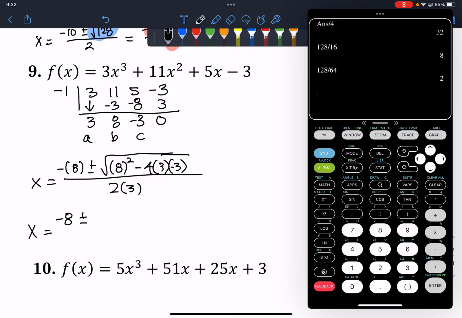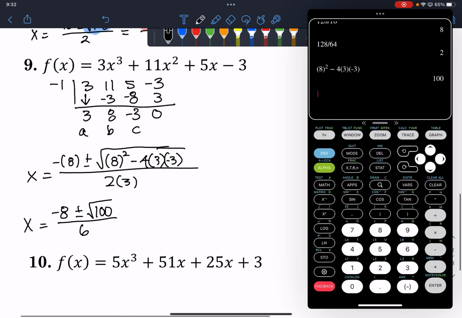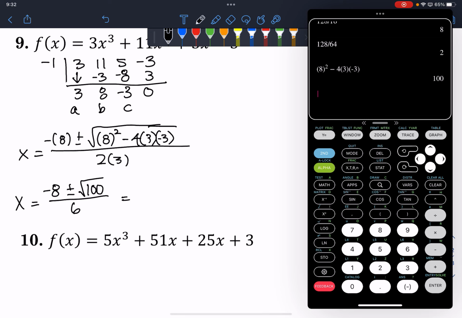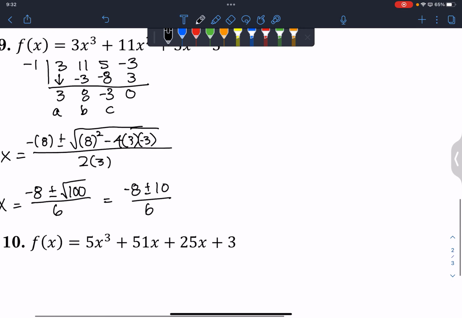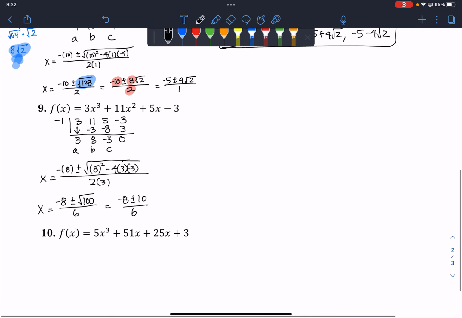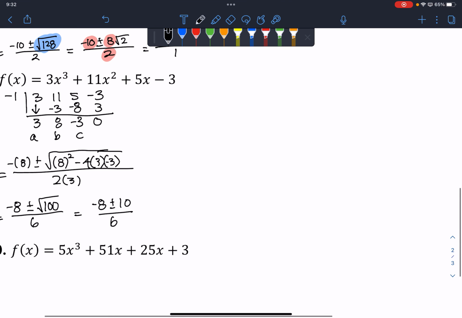And let's see what this is. 8 squared minus 4 times 3 times negative 3. That's equal to 100. And well, everyone should be able to recognize that the square root of 100 is 10. All right, so let's split this up now. So this again implies that we have two possibilities.